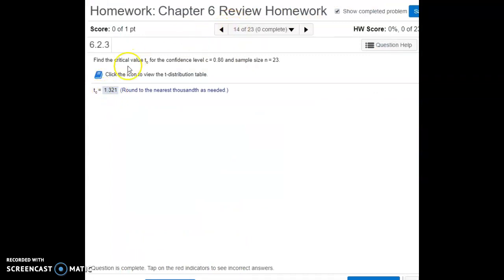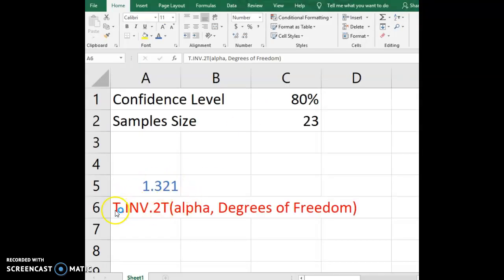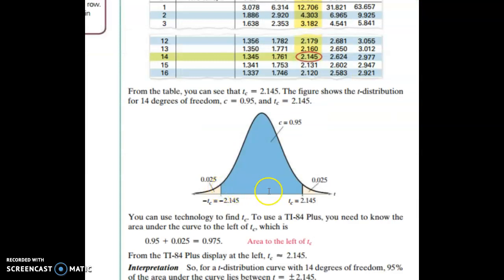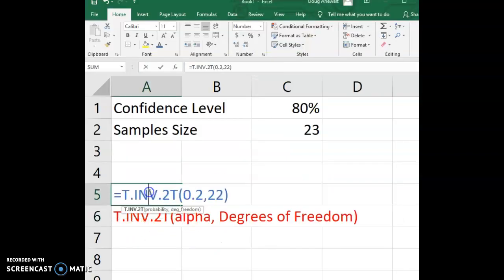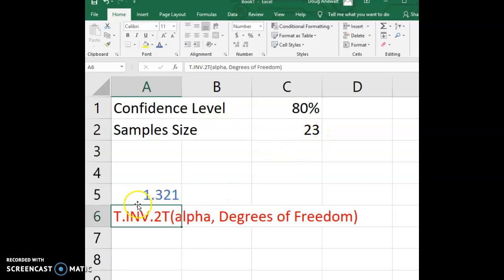14 is similar to 13. We're looking for the critical value in the t-distribution. Our confidence level is 80%, and we have our sample size. So in Excel, I can use this formula here. The 2t stands for two tails. So if I have 80% confidence, there's going to be 80% of the distribution in between the critical values, which leaves 20% to be in the two tails. And since I'm using the 2t formula, I can just enter the 0.2 for 20%. I don't have to worry about splitting it between the two tails. And the degrees of freedom is always one less than the sample size. So when you enter that, you get your critical value that you need.